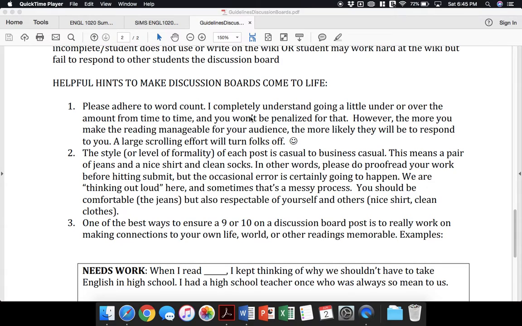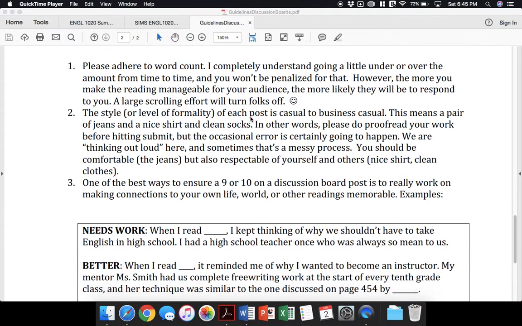The style or the level of formality is casual to business casual. So proofread your work, but the occasional error isn't that big of a deal. These posts aren't official writing assignments. They aren't formal academic writing assignments. So do try to proofread your work, but if you do mess up, it's not that big of a deal.